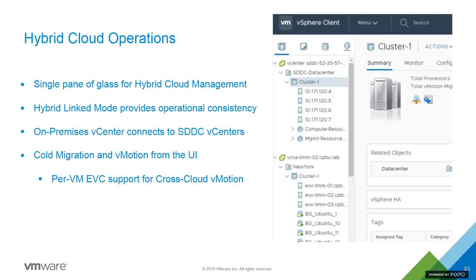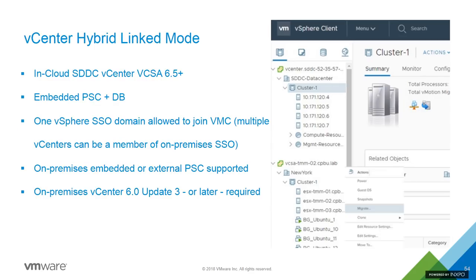But what we've done is we've gone ahead and we've created what's called hybrid linked mode as well as cloud gateway. They both accomplish the same thing here that allows us to actually merge two SSO domains together and leverage, for example, your identity source, your identity store from on-premises to log into VMware Cloud on AWS and see both environments within the same vSphere client. This allows us to do other things like cold migrations and vMotions directly from the UI.